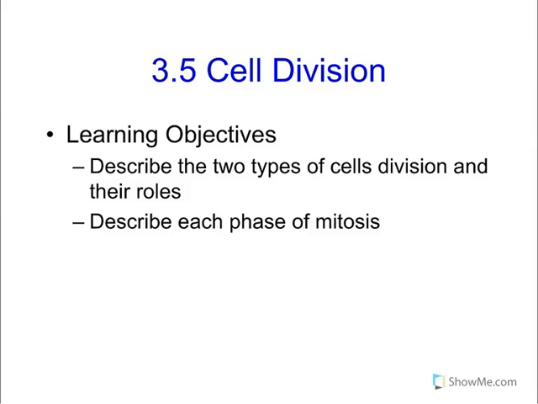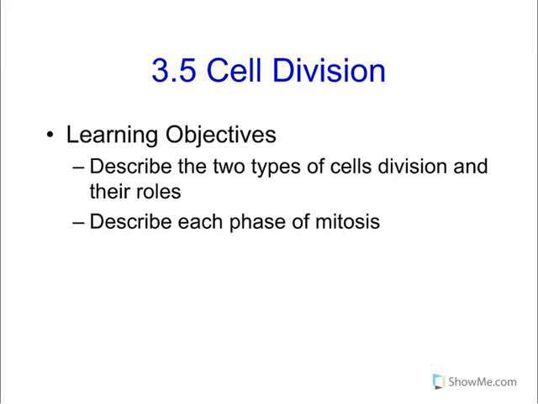So for our last section of this chapter, we're going to take a look at cell division. So how do cells multiply? We know cells die. They don't always last. Skin cells, if you get really dry skin, you can watch those skin cells flake right off. So how do we get new cells?